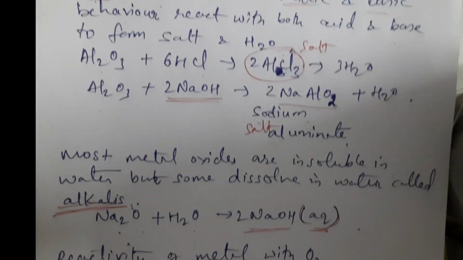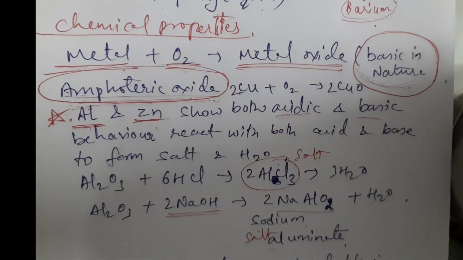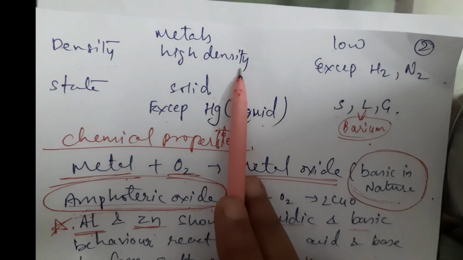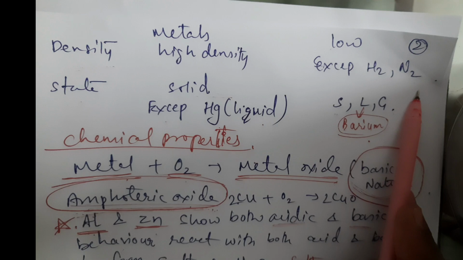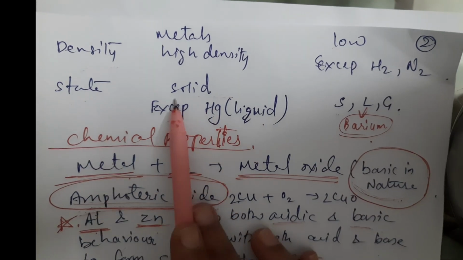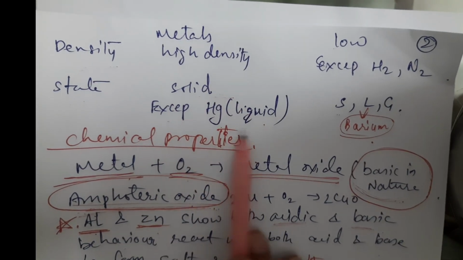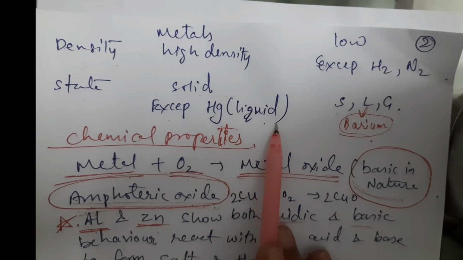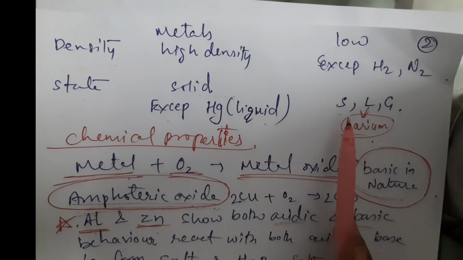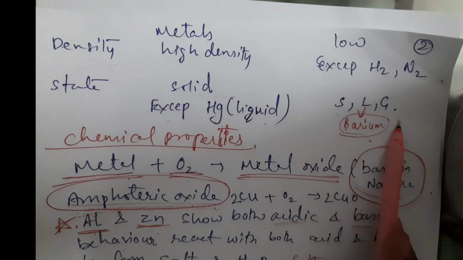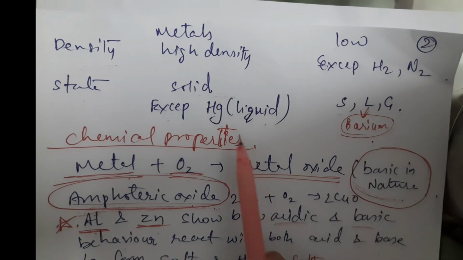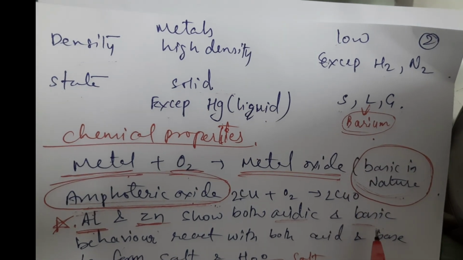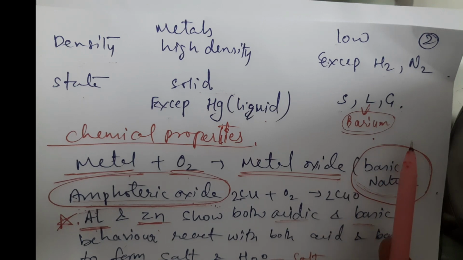Now coming to the next topic, that is density. Metals have high density, whereas the non-metals have low density. Exceptional cases are hydrogen and nitrogen. State: metals are generally solid in nature. Few exceptions are there, like mercury, which is liquid in nature. Non-metals can be present in all three states: solid, liquid and gas. Here the only liquid non-metal is barium. These are important exceptional cases which can be asked as 1-mark questions, so better to concentrate on the exceptional cases.